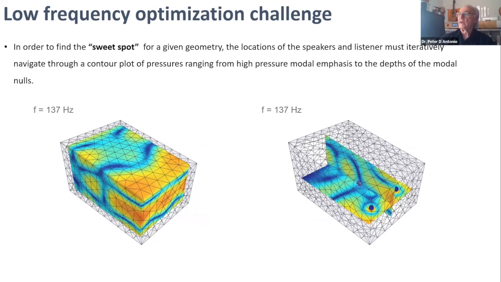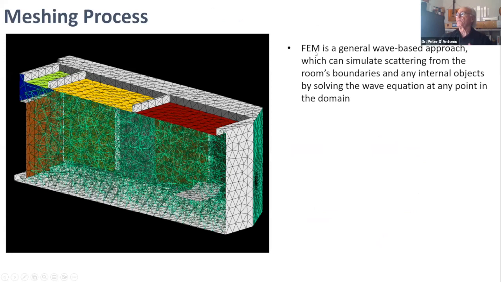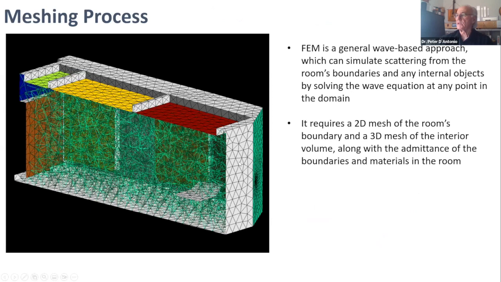The way we do this in the low frequencies is by using a finite element method program, which is a wave-based program that can simulate the scattering from the room's boundaries and any internal objects by solving the wave equation. It requires a 2D mesh of the room's boundary, as you see here. These are triangular mesh points. You need about three of those per wavelength, for the highest frequency that you're trying to achieve, so there are a lot of boundary elements. It also requires a 3D mesh of the interior volume of the room, which you see here in this very complicated illustration. And we also need to know the admittance of the boundaries and the material in the room. The admittance defines the characteristics of both the boundary and the material in the room.